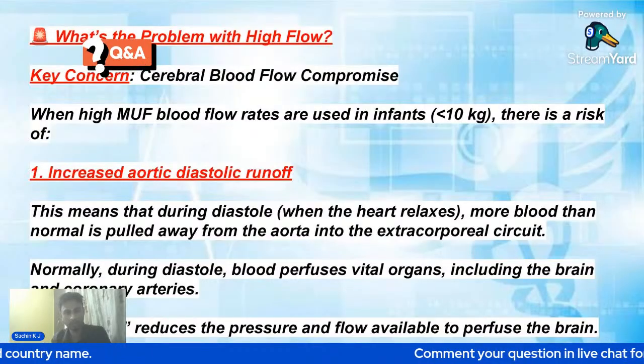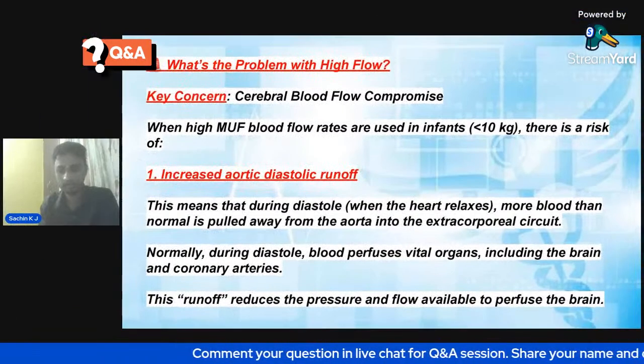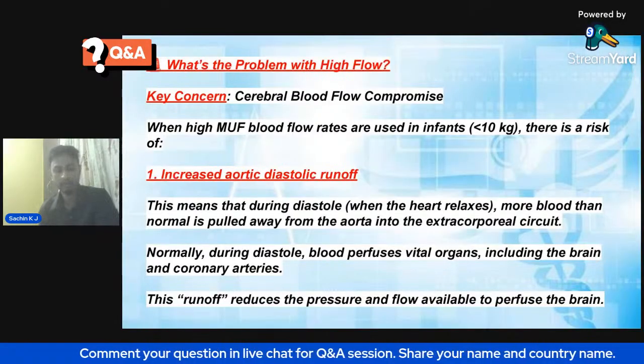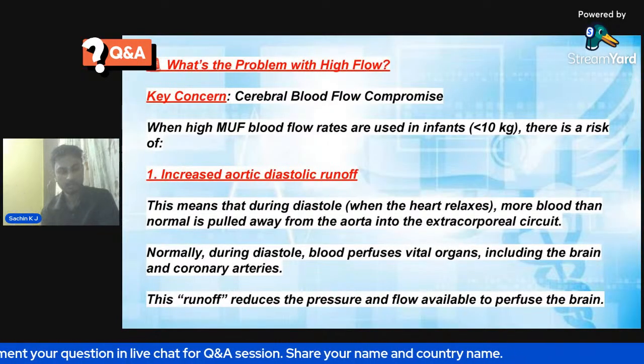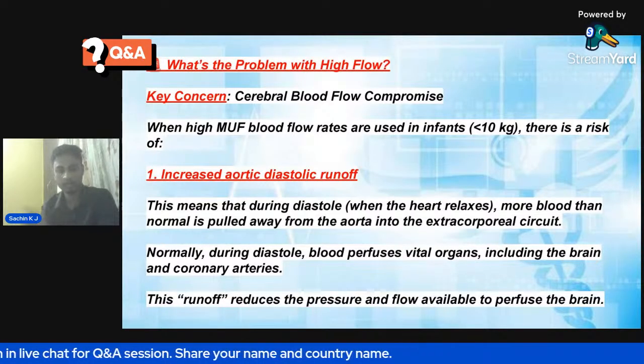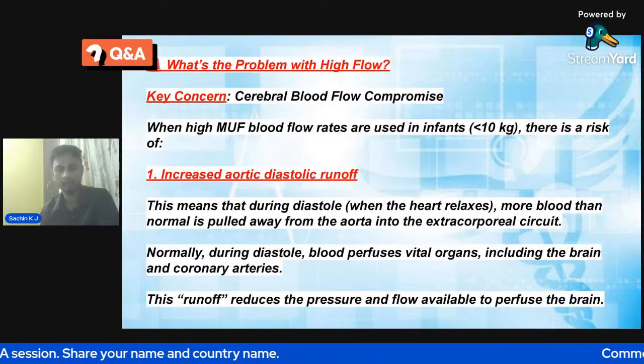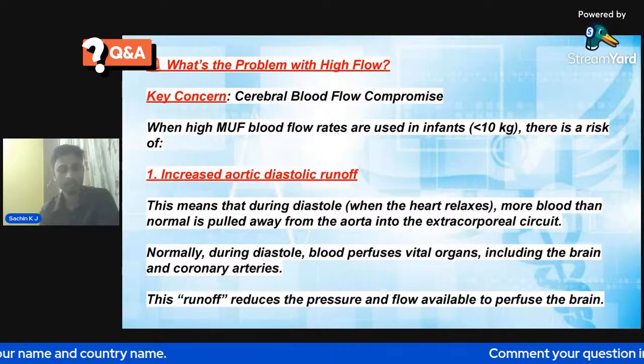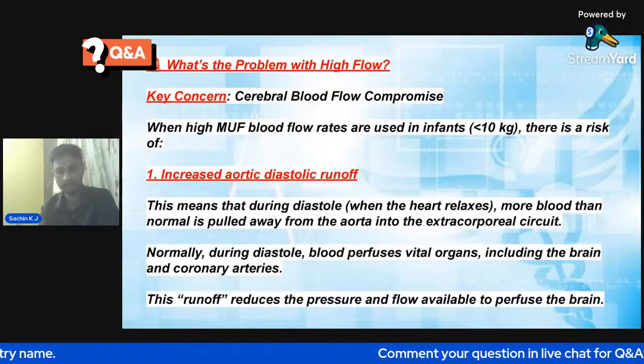More flow we are giving means what happens? Blood runs away from the aorta. This runaway reduces the pressure and flow available for perfusion to the brain. This runoff will reduce the brain perfusion.